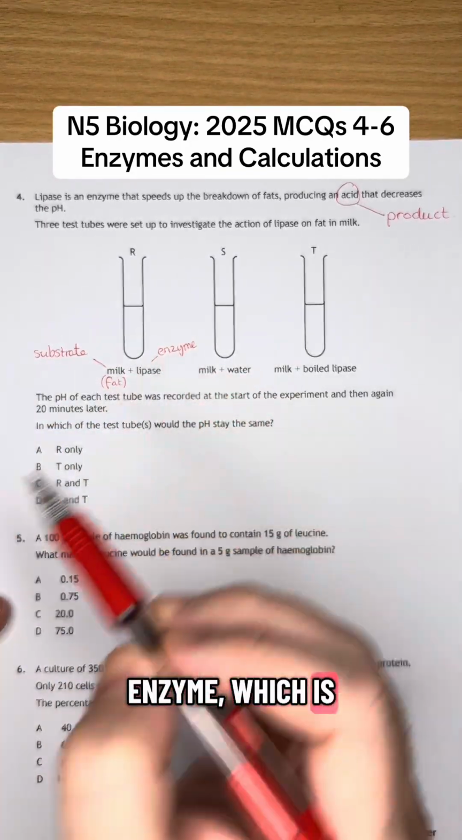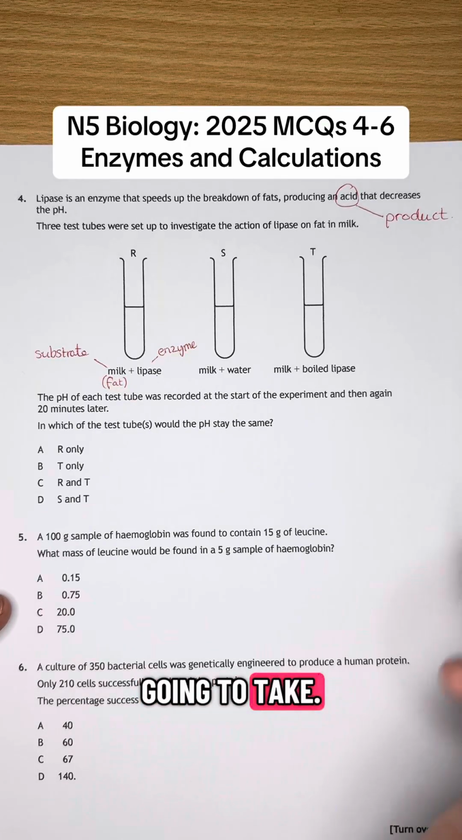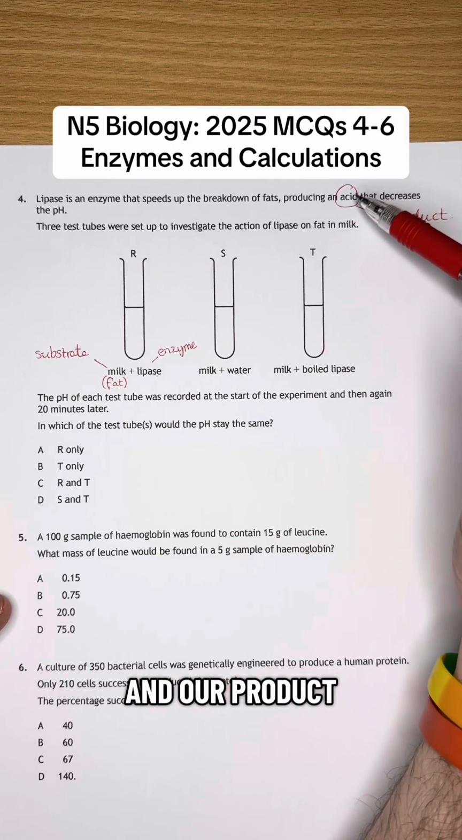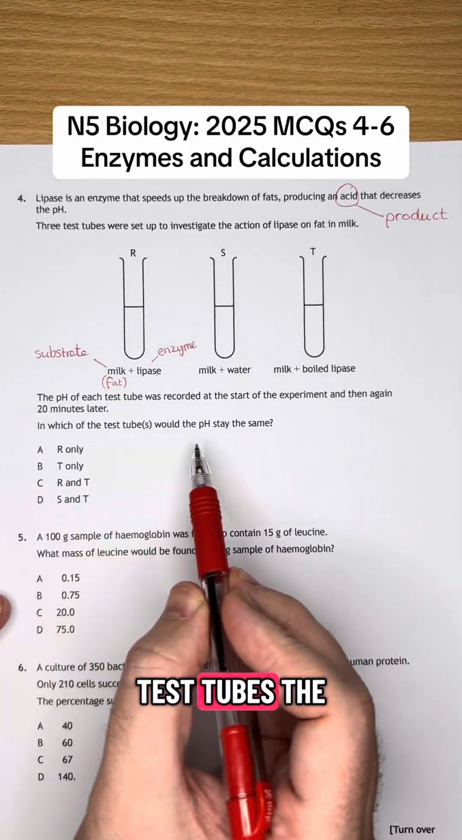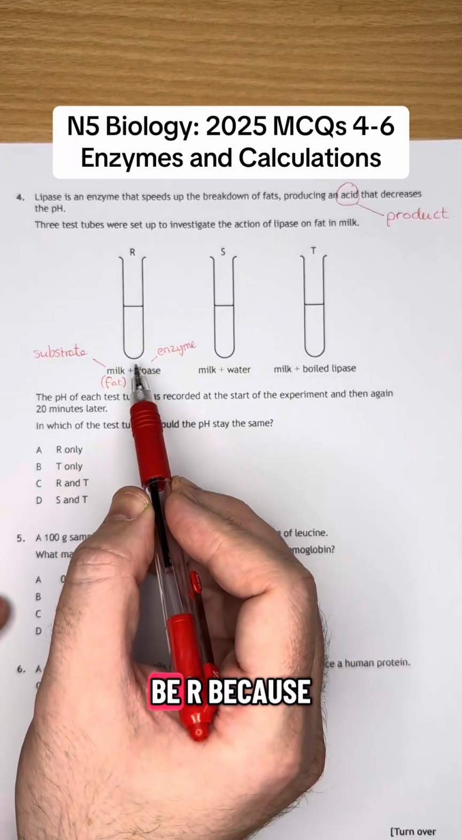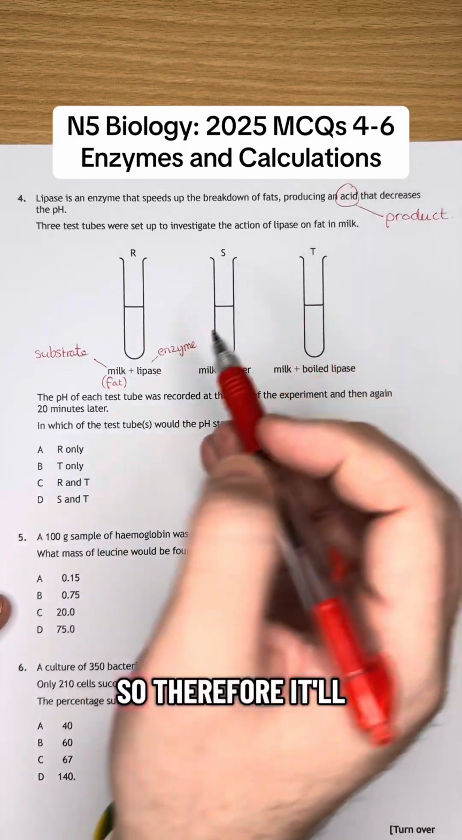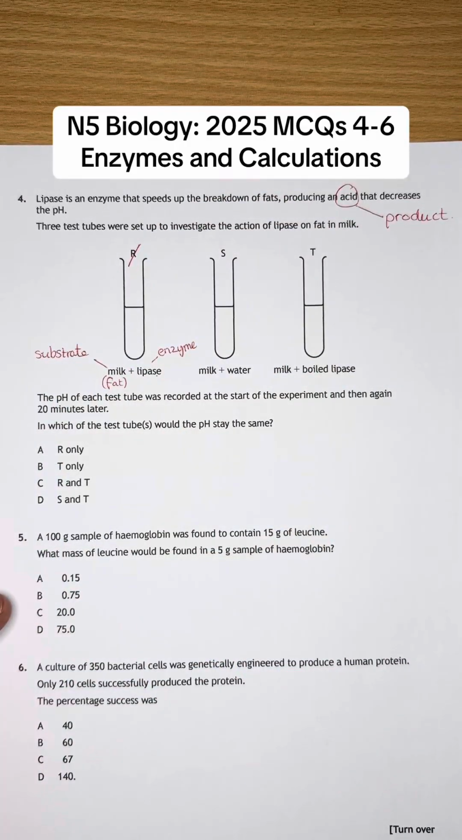We've got the enzyme, which is the lipase. So when we have a substrate and an enzyme, a reaction is going to take place. And what do we get at the end of a reaction? We get a product, and our product here is acid. So therefore, in which of the test tubes does the pH stay the same? Well, it's not going to be R, because R is going to become acidic. It's producing the product, so therefore it'll become more acidic, okay? So we know it's not going to be R.